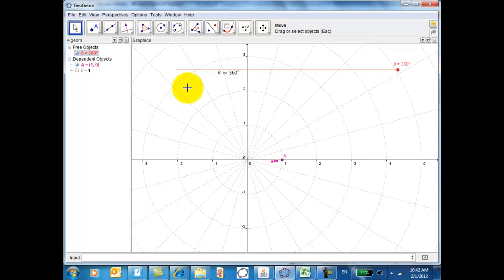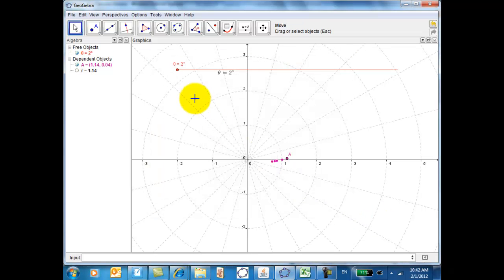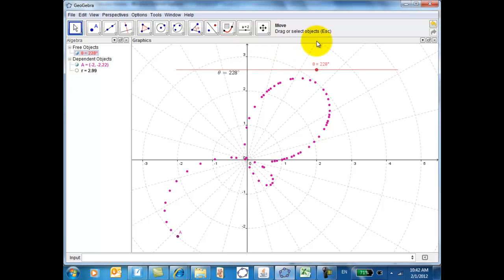How do I get it to go back to here on the slider? Okay, starting at 0, we're over here. But check out the bizarreness here. Oh my god, it looks like a bug with wings.